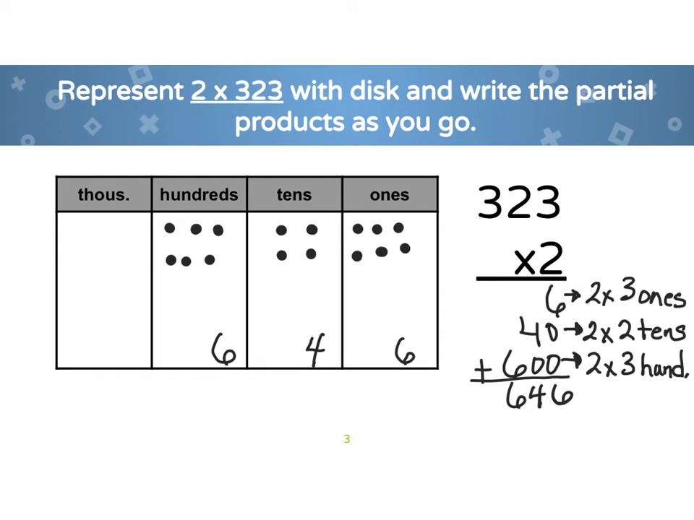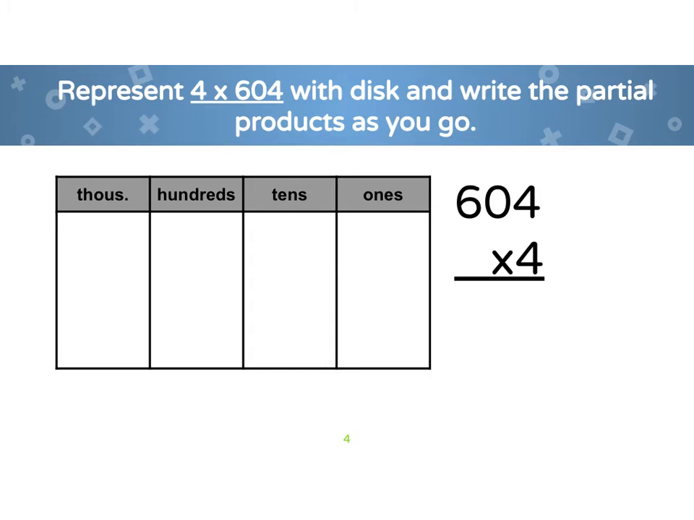So let's try another partial product. Okay, so here in this problem we have 4 times 604. So I'm going to put 604 on my place value chart, and then I'm going to multiply it 4 times on my place value chart, and let's see what happens.